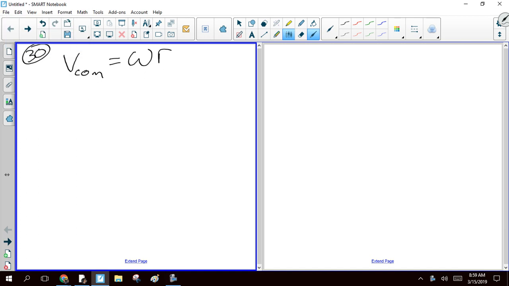Okay, so once again, we're on 12.1, number 30. It is the bowling ball problem. It has 3 stars next to it.